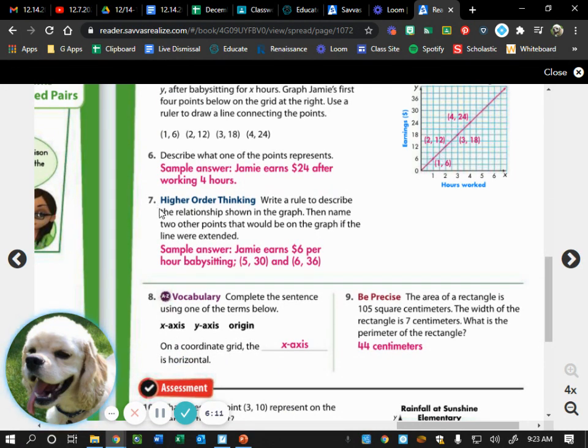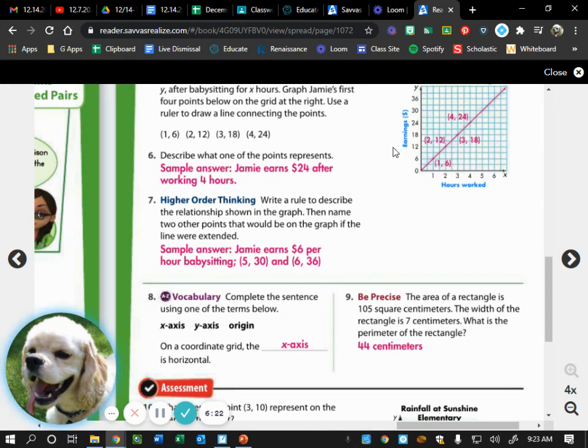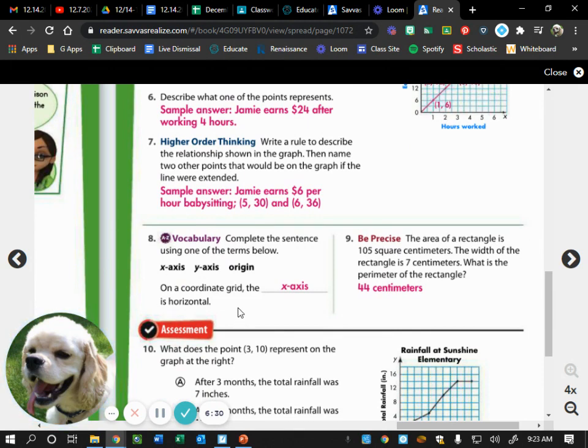We did have number 8, so not number 7, we had number 8. So number 8, complete the sentence using one of the terms below. On a coordinate grid, the x-axis is horizontal. So that's why I've been reminding you guys every time, the x-axis runs left to right, or horizontal, and the y-axis runs up and down, or vertical. Questions on number 8? Okay.